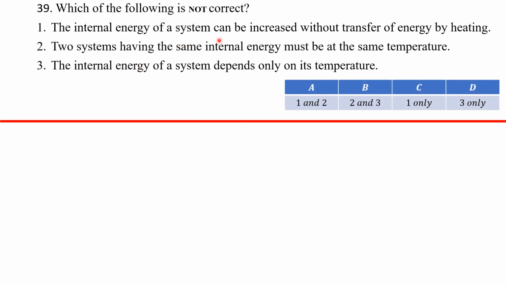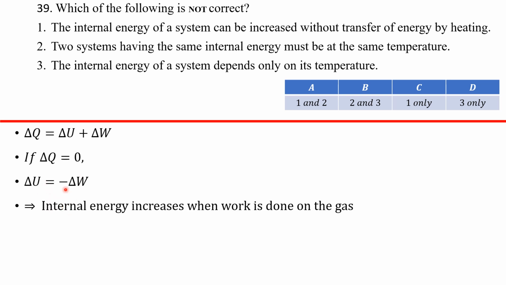Correct. The internal energy of a system can be increased without transfer of energy by heating. Okay, let's just look at it. dQ equals dU plus dW, right? So if dQ is 0, what happens? dU equals negative dW. So what does this tell you? It tells you that internal energy increases when work is done on the gas.